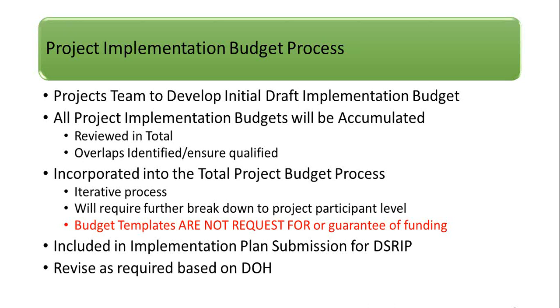And then the next step, it will be included in the implementation plan submissions for DSRIP. And then I have the last step, revised as required by the Department of Health. And really the steps after that is, over the summer as the detailed project plans are written, the detailed budgets that go with that will also have to be assembled and put together. So this whole process, and then down to the next level of detail of who's doing what, will occur. And we'll talk about that more too.